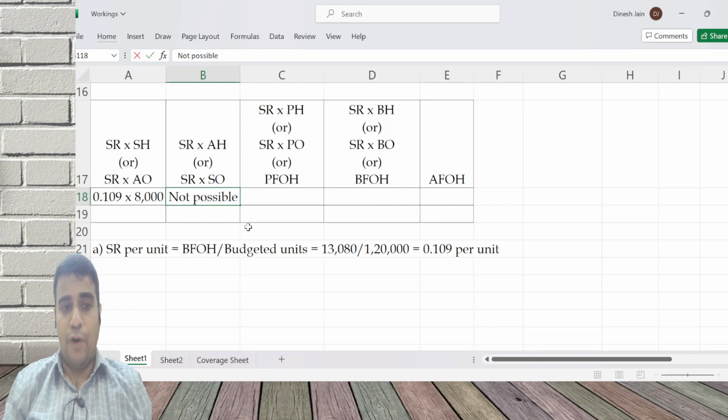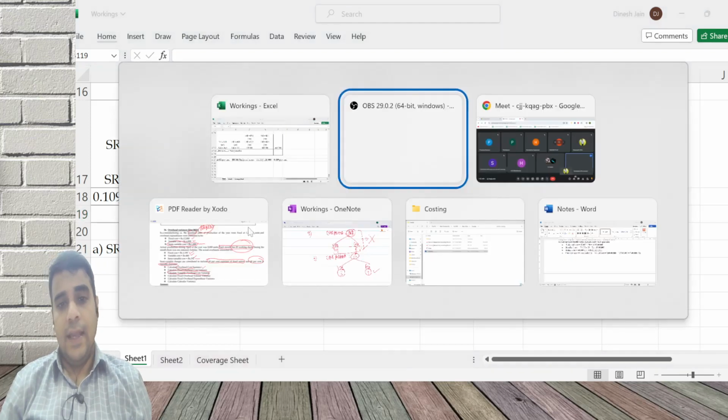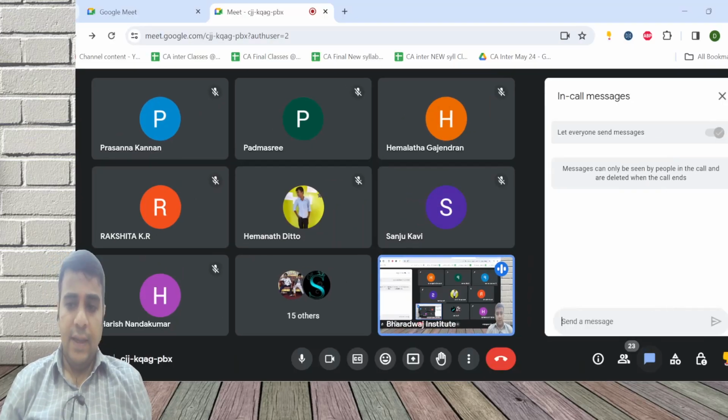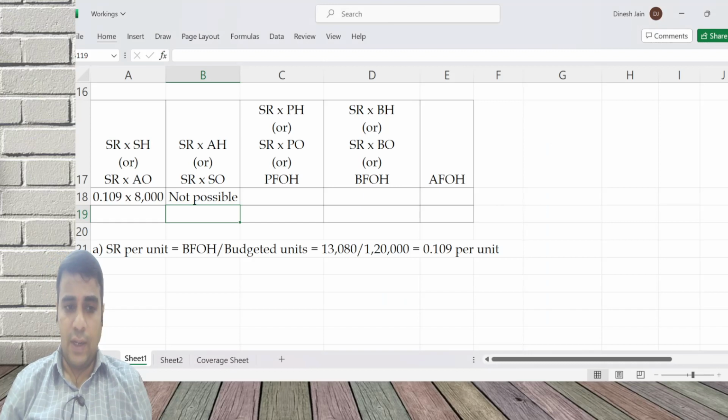Not possible. I don't have the actual hours or standard output. So 0.109 into 8,000 into 8,000, AHRSO, is not available.